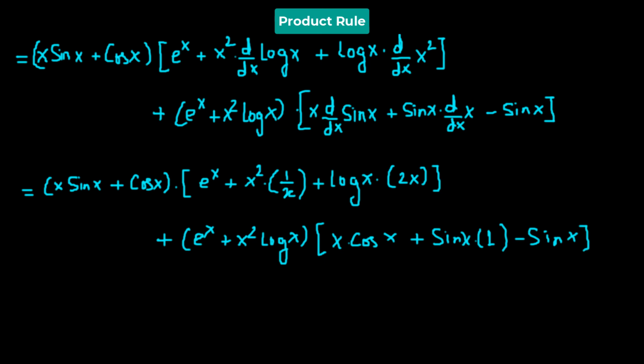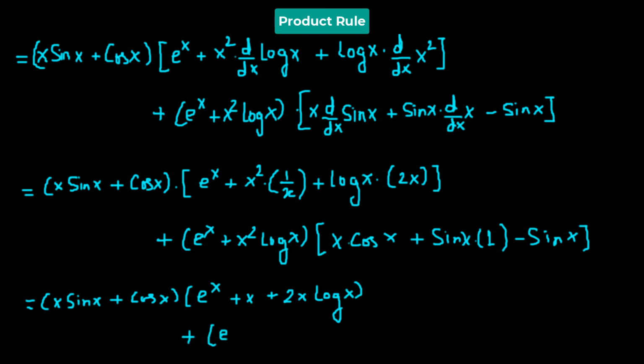So we have finally x sine x plus cosine of x multiplied to e raised to the power of x plus x squared over x, which is x plus twice of x log of x, plus e raised to the power of x plus x squared log x multiplied to x sine of x. So here sine of x and negative sine of x will cancel out. So this is the final derivative of the given function. Let's move on to the next question.